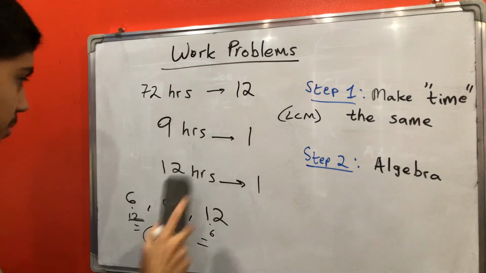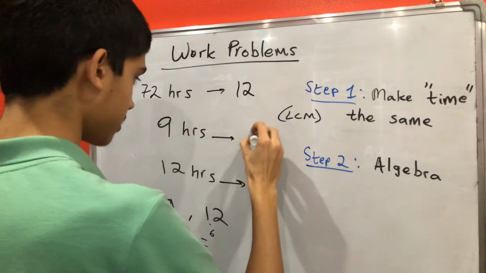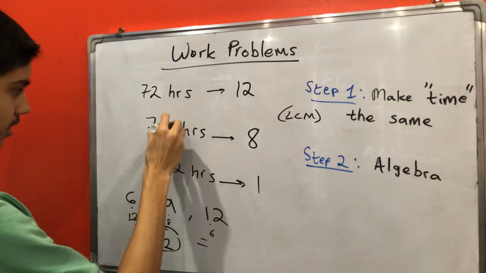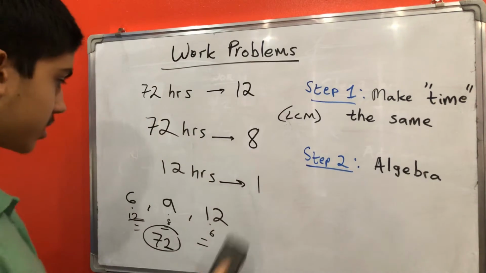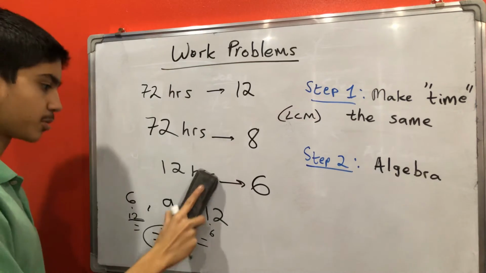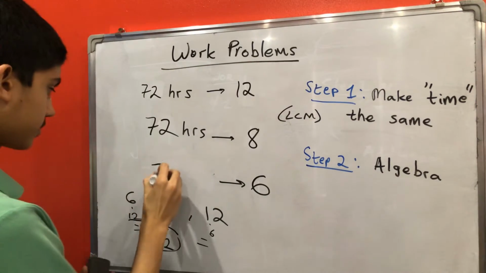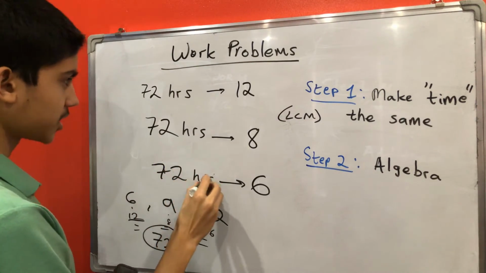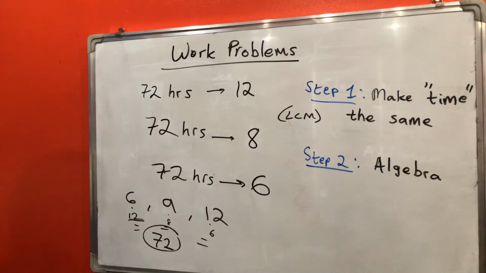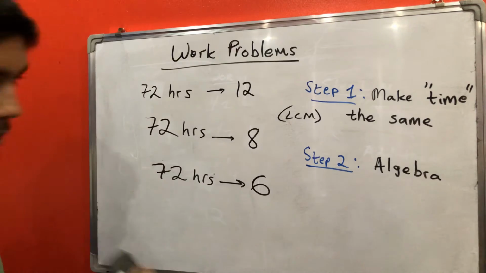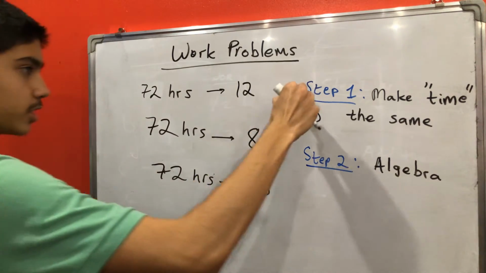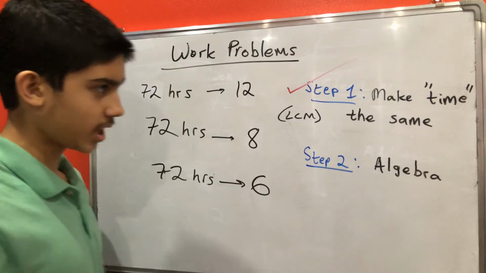We're going to say that he makes 8 newspapers in 72 hours. And same thing for the 12, he only makes 6 newspapers in 72 hours. And it makes sense. You see, the first makes the most newspapers because he's the fastest, and the last makes the least because he's the slowest. Okay, so we did step number 1, so we can give ourselves a check. We did that, make time the same.